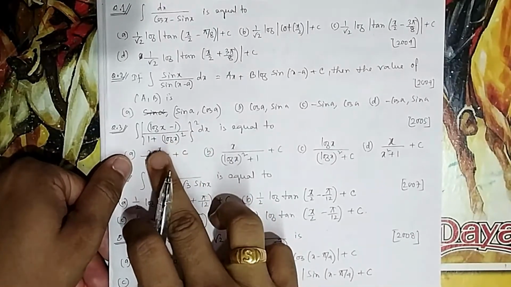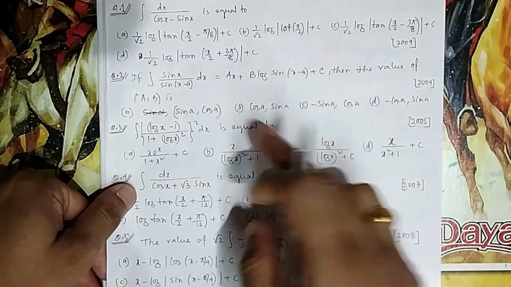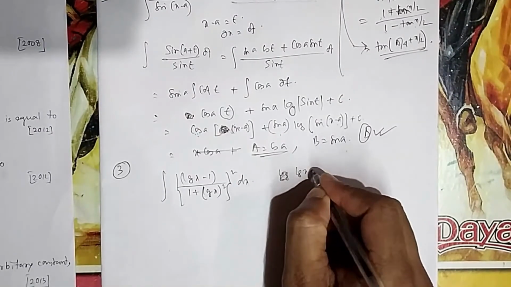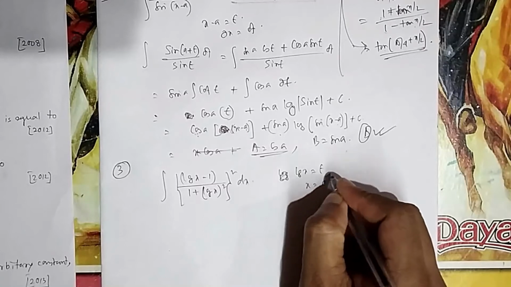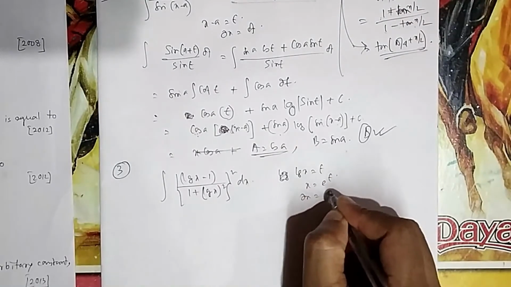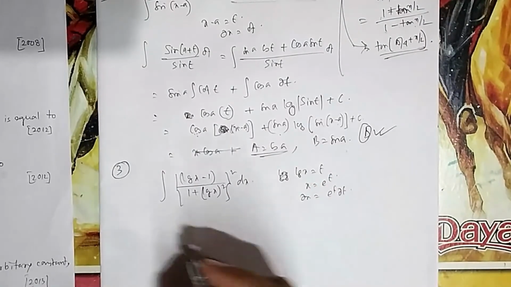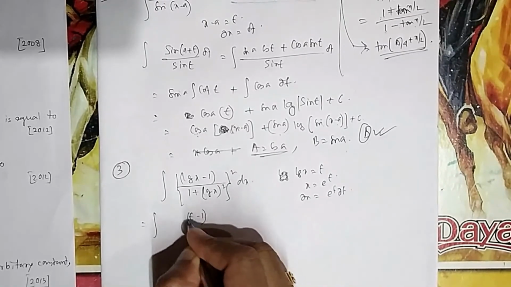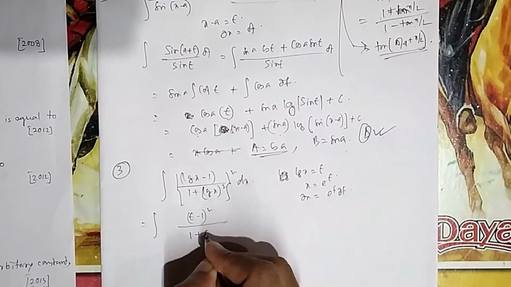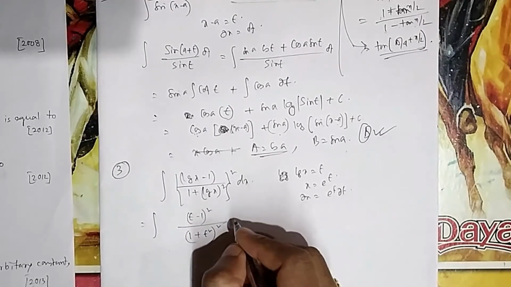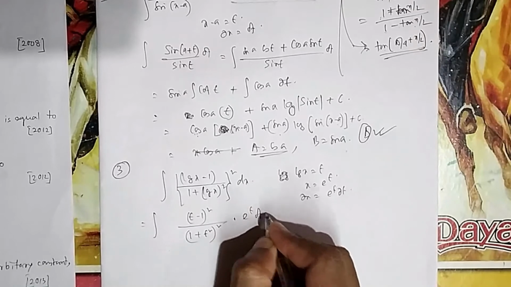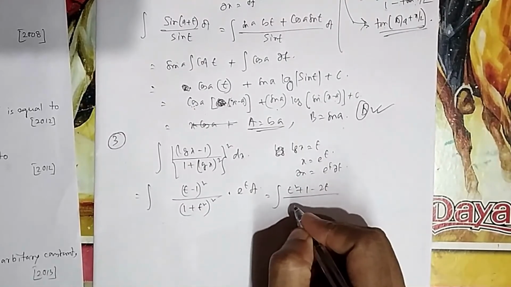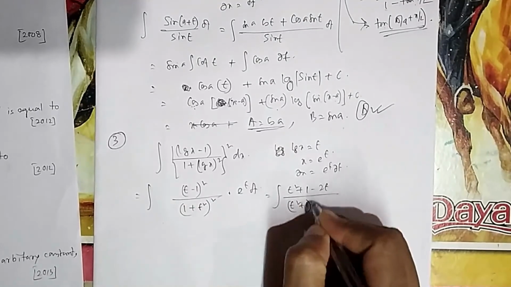Next, if you come to question number 3, what they are asking here: integration of ((log x minus 1) by (1 plus log x square)) whole square dx equal to. If you take log x equal to t, that means x is equal to e to the power t. So dx equal to e to the power t dt. So if you place it this way, it will look like (t minus 1) whole square divided by (1 plus t square) whole square, and dx equal to e to the power t dt.